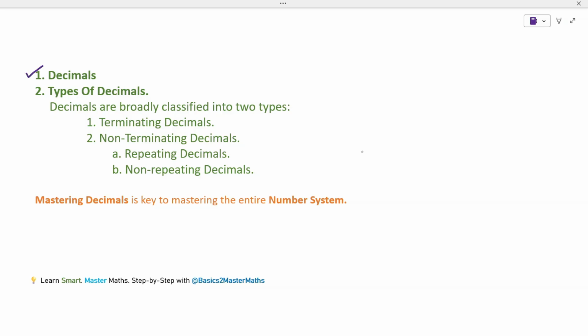Today we are going to discuss decimals, types of decimals. Decimals are broadly classified into two types. First one, terminating decimals. Second one, non-terminating decimals. Again, non-terminating decimals are classified into repeating decimals and non-repeating decimals.